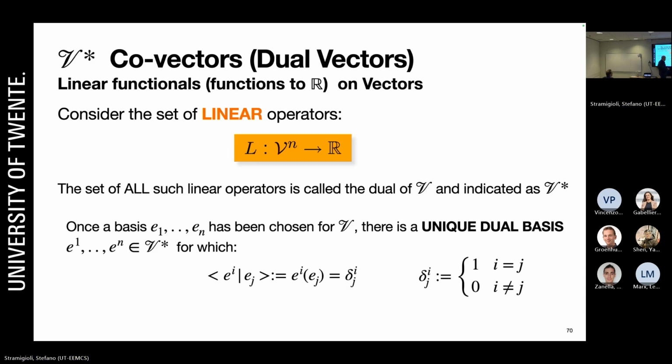And this notation is used, for example, in quantum mechanics, and it basically says the pairing between a vector and a covector. It's just a notation. I define this as this.